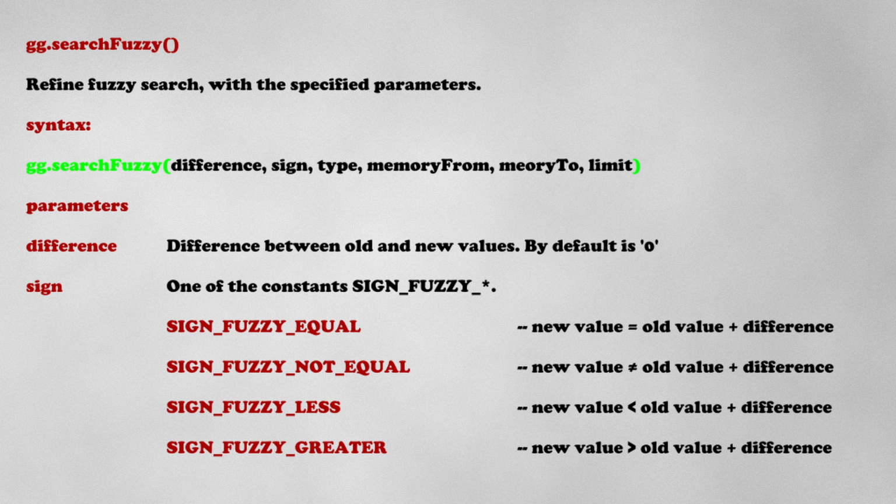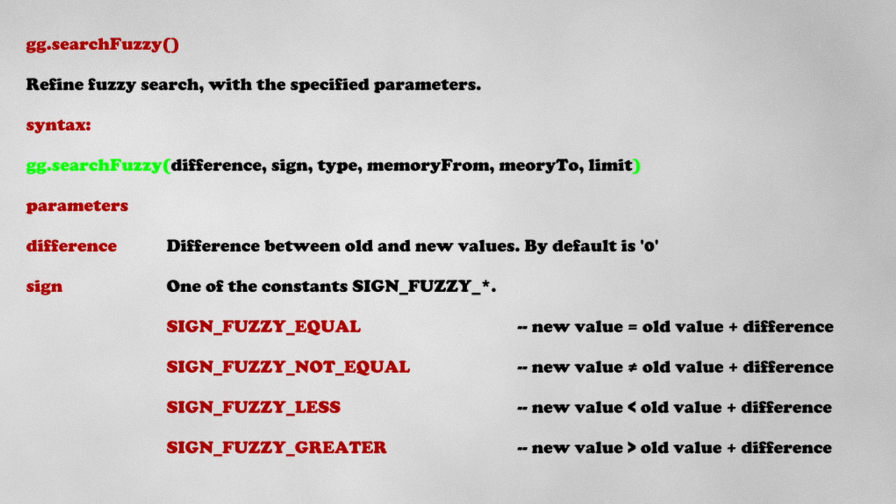gg.searchFuzzy refines a fuzzy search with the specified parameters. Syntax: gg.searchFuzzy, difference, sign, type, memory from, memory to, limit. See, the syntax is the same as start fuzzy search but with 2 additional parameters. Parameters: difference, the difference between old and new values. By default, this is 0. Until now, we have known the normal sign flags. Now, we are going to learn fuzzy sign flags.